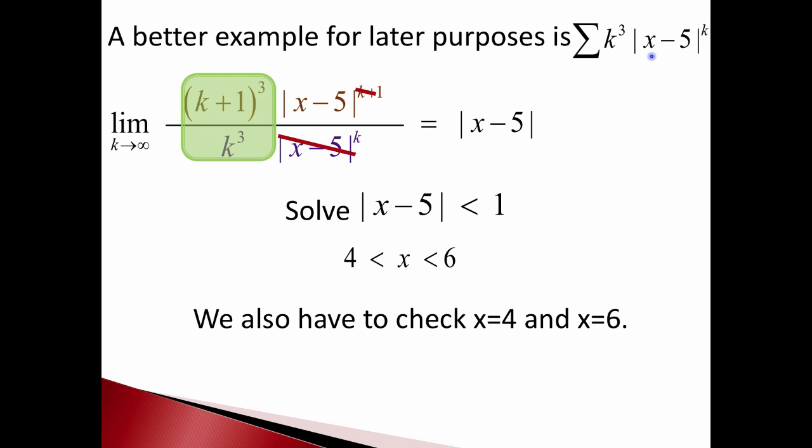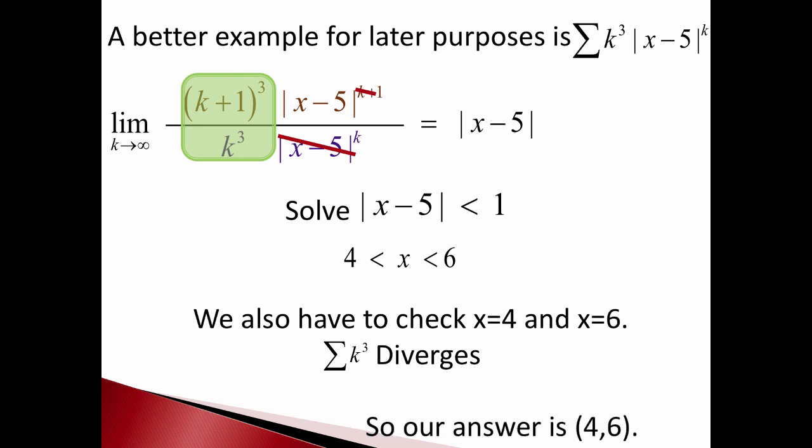Well, the good news is it's really easy, because 6 minus 5 is 1, and 1 to the k is 1. This whole piece will just be 1, so what we get is k cubed. And of course, we know k cubed diverges, again, from the fact that it's a p-series or just from the divergence test. So our answer is the interval from 4 to 6, not including the endpoints.